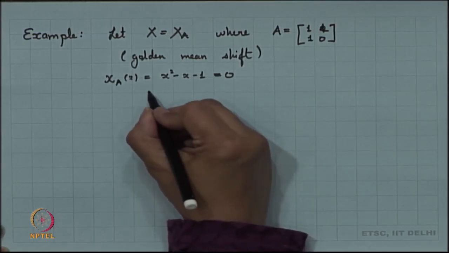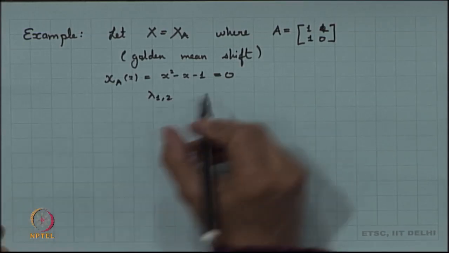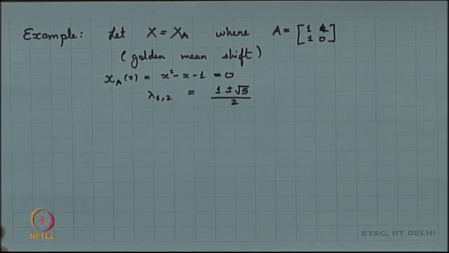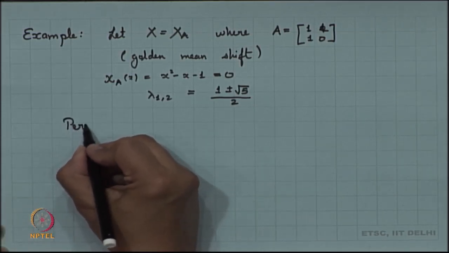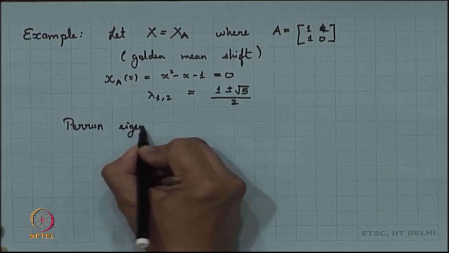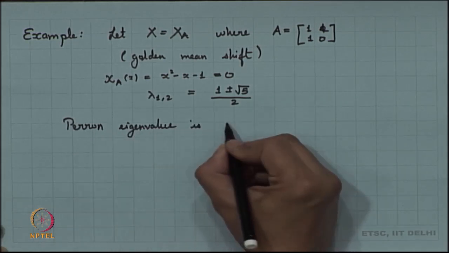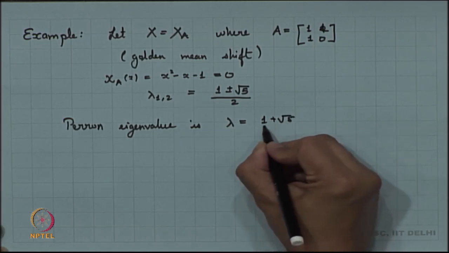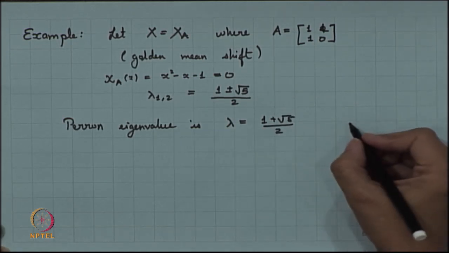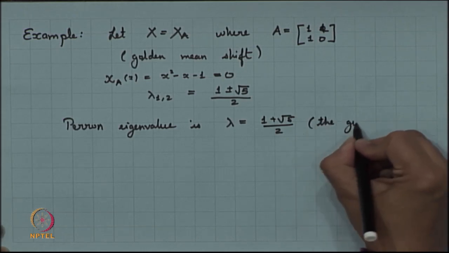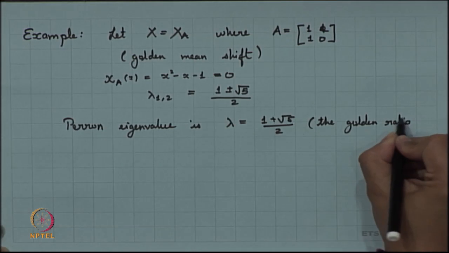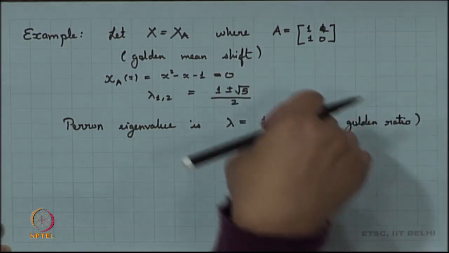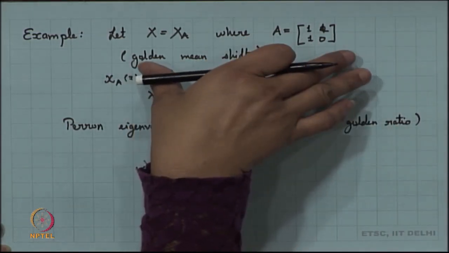Equating it to 0 gives me the eigenvalues here. I get 2 eigenvalues, and these eigenvalues are basically 1 plus or minus root 5 by 2. So here what we get as the Perron eigenvalue, I think of lambda to be equal to 1 plus root 5 by 2, and we all know what 1 plus root 5 by 2 is: that is the golden ratio. It is because of this reason that we call this shift the golden mean shift.